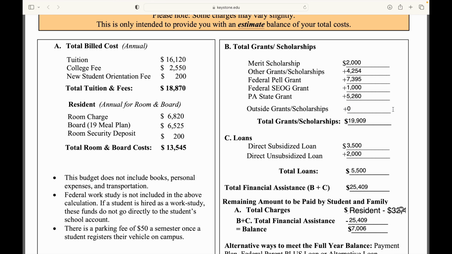Quick note on outside grants and scholarships. While these are scholarships that neither Keystone nor the Pennsylvania or federal government provide, they're still useful. So if you get an outside scholarship, make sure to add it in here, and that'll help give us a better idea of what it's actually going to cost you to attend Keystone.